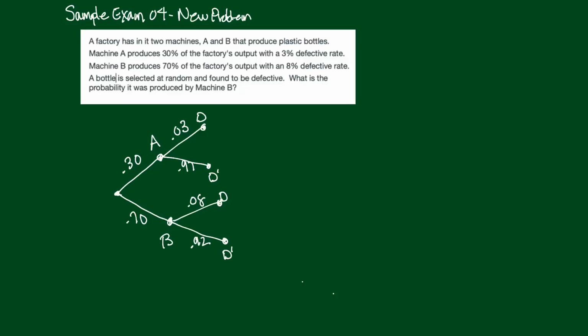Now what we're looking for is this. What is the probability that it came from machine B given that it's defective? This is a conditional probability problem, and we have a formula for this, and it goes like this. We'll intersect both of these, so B and D, and then divide by the probability of what's given, right? So on the top, you intersect these two, and on the bottom, you put what's given.